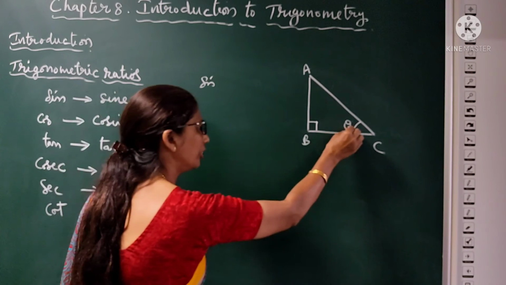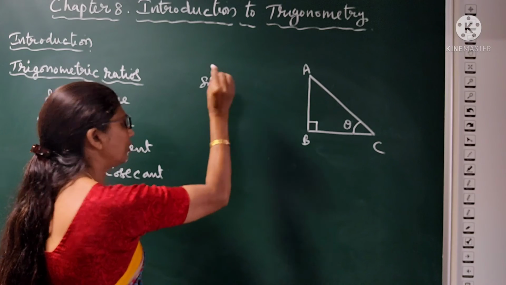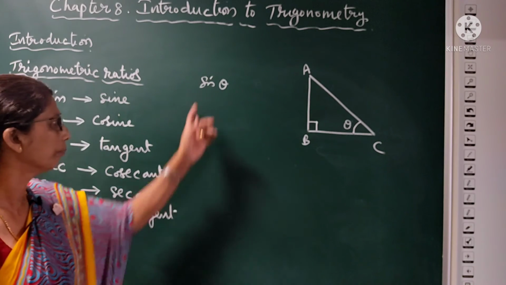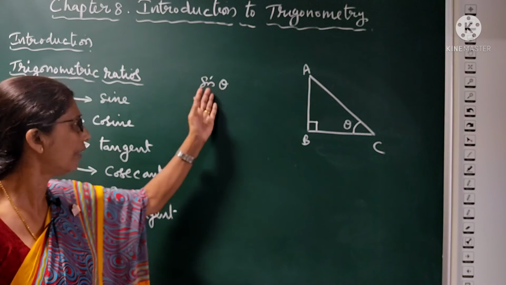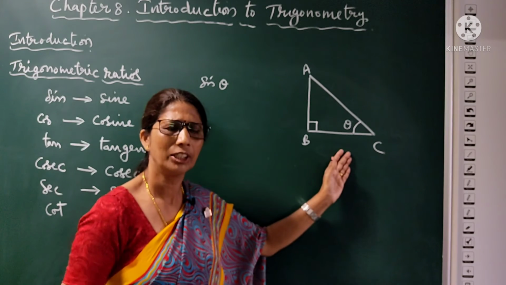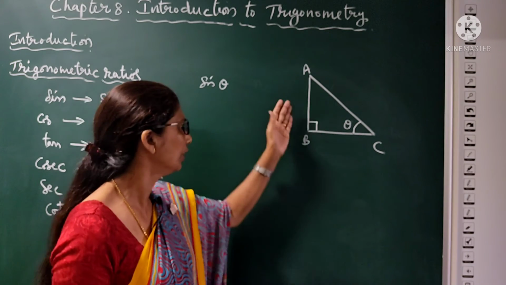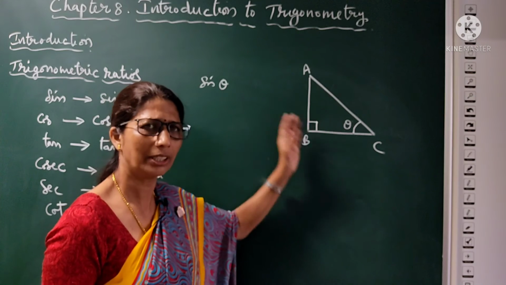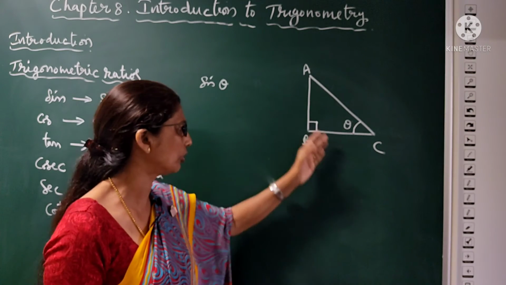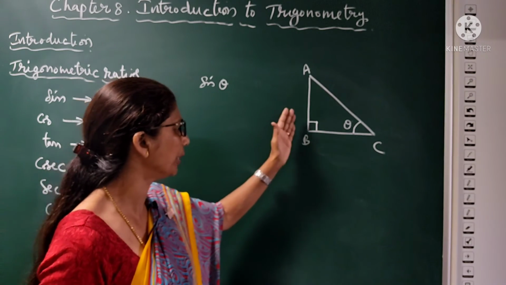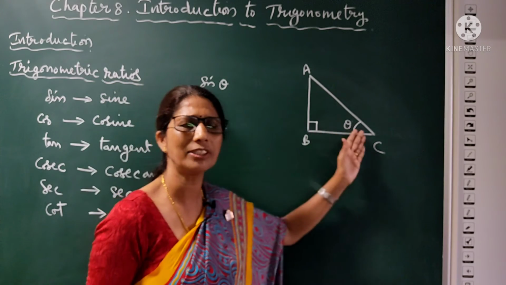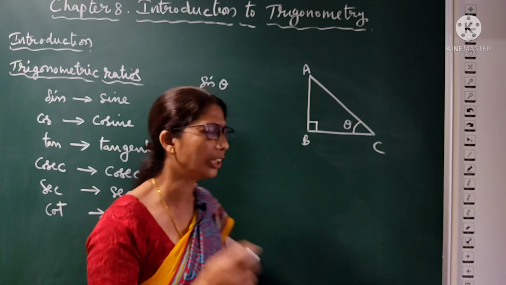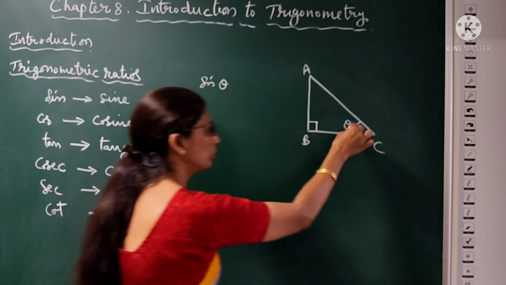That means here I wrote theta, so it will be sine theta. Then for sine theta, we have to compare the sides. Trigonometry means comparison of the ratio of sides. Ratio of sides means comparison of sides. That means it is the relation between sides and angles. What can be the relation? Sine theta, theta I took here.